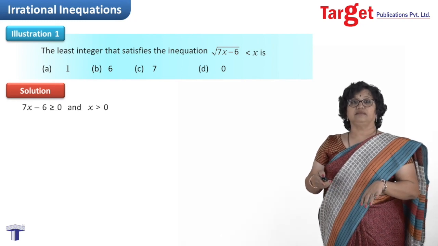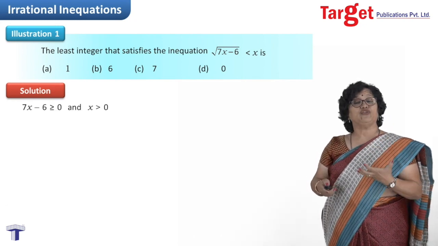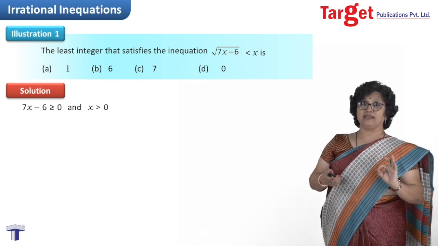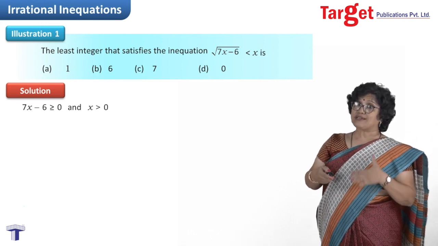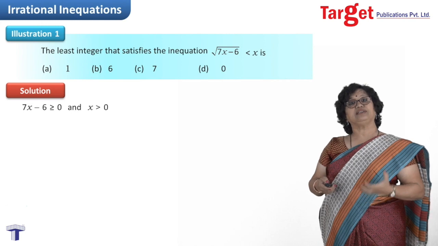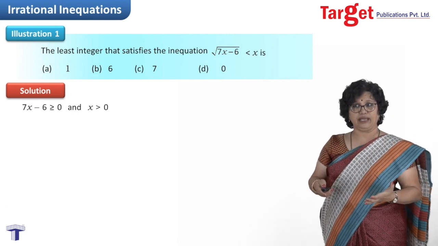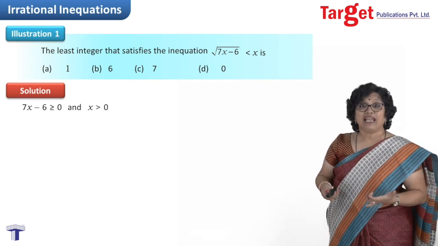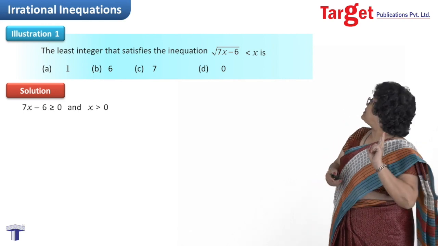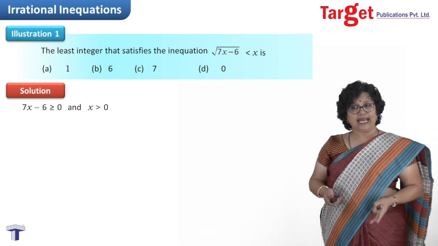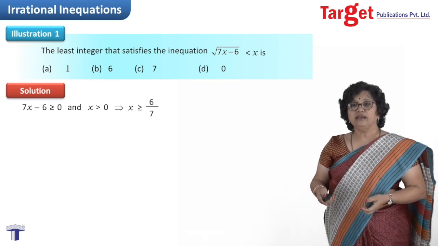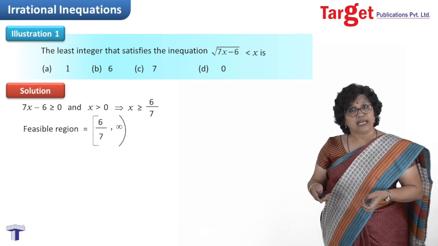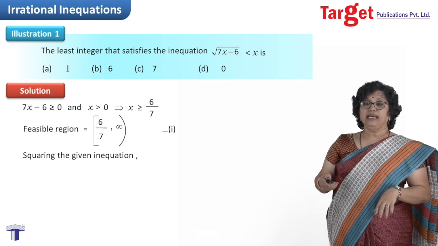My first suggestion or advice to you would be that we look for the feasible region, because the left hand side has square root of 7x minus 6. That 7x minus 6 can be negative also for certain values of x. We will have to put this condition that 7x minus 6 is a non-negative quantity, and a non-negative quantity can be less than a positive quantity only. So x will have to be positive. So we have two conditions with us, that 7x minus 6 is non-negative and x positive. So we simplify this and we get x greater or equal to 6 by 7. So our feasible region is closed 6 by 7 to infinity.